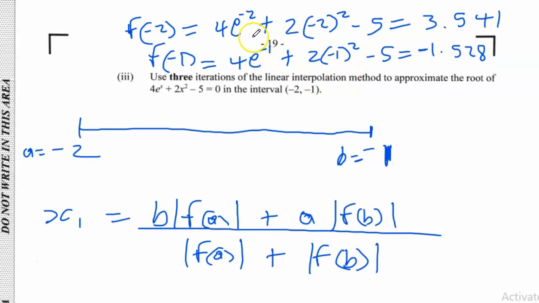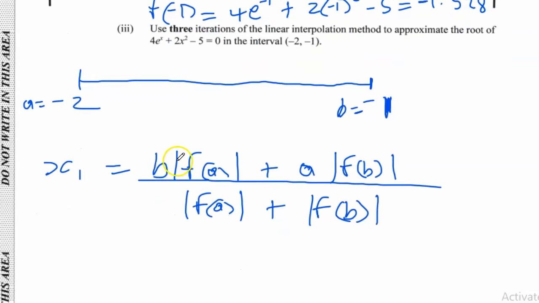If you notice, f of -2 and f of -1 have different signs, so we know our root lies between -2 and -1, because if you take the product of one negative number and one positive number, the result will be less than 0. So we know the root lies between -2 and -1. Alright, so let's substitute these into the linear interpolation formula.